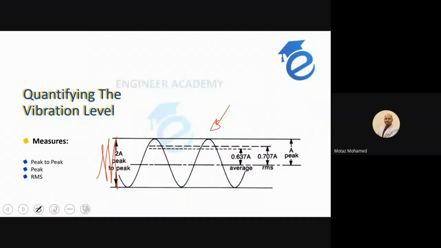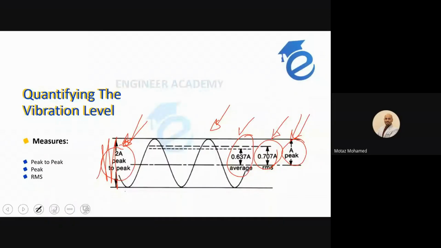This time waveform can be represented in three forms. It's actually four forms, but normally we use only three: peak value, peak to peak value, and RMS value. Mathematically, there is an average value, but we don't use it in vibration. Normally, we use these three values only: peak to peak, peak, and RMS value. Okay?